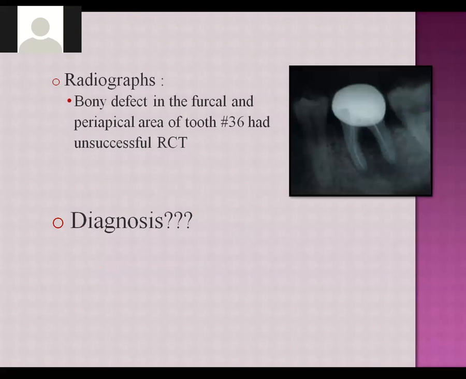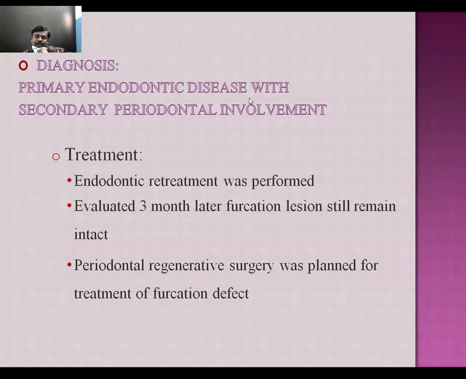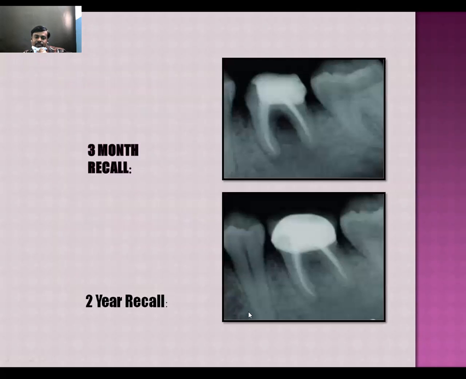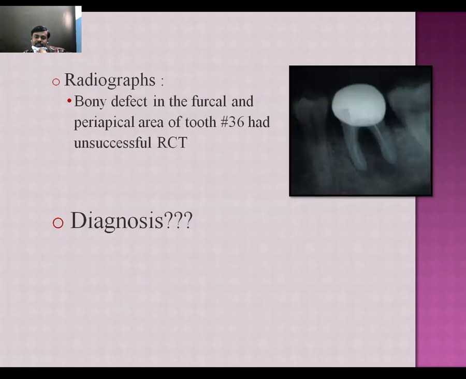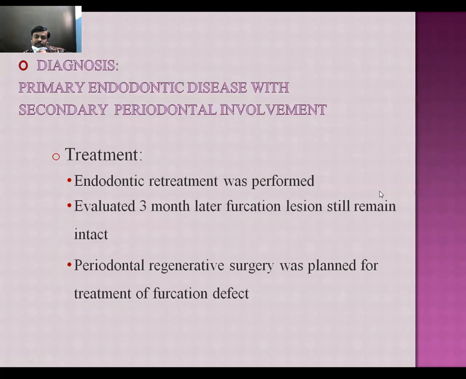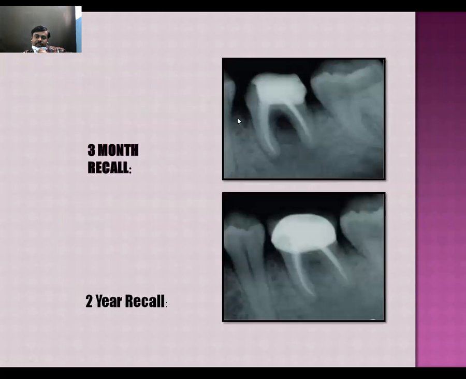So primary endo and secondary perio. Yes. This is a case of primary endo and secondary perio. First go endodontically, followed by periodontal surgical treatment. After treatment, at 3 months after antibiotic treatment and 2 years after periodontal treatment, there is complete healing around.